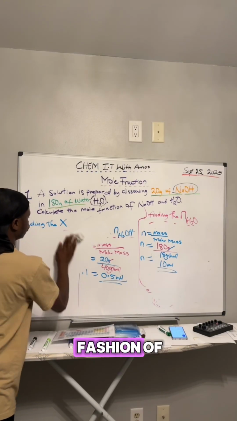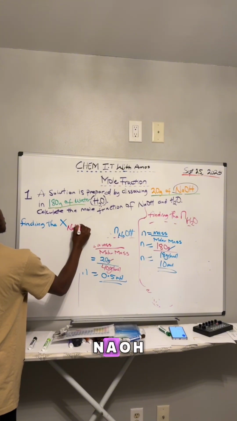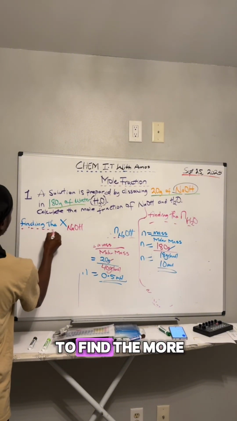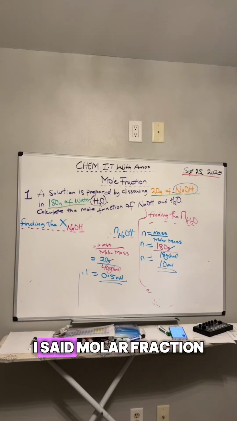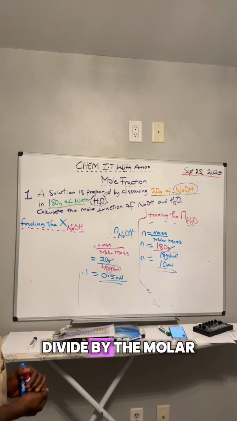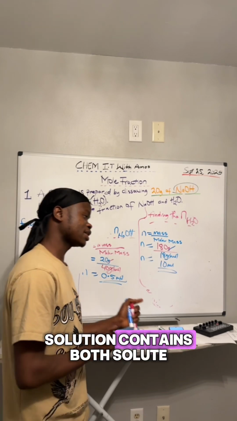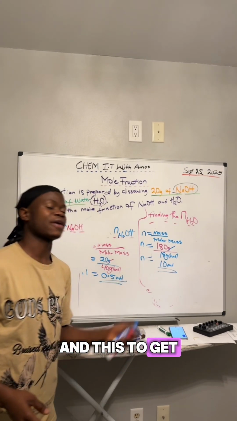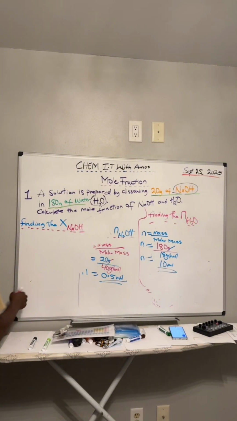Finding the mole fraction of NaOH. So we are about to find the mole fraction of NaOH. Firstly, mole fraction is equal to the mole of the solute divided by the mole of the solution. And the solution contains both solute and solvent. So we're going to add this and this to get the total mole of the solution. So we can now write the formula.